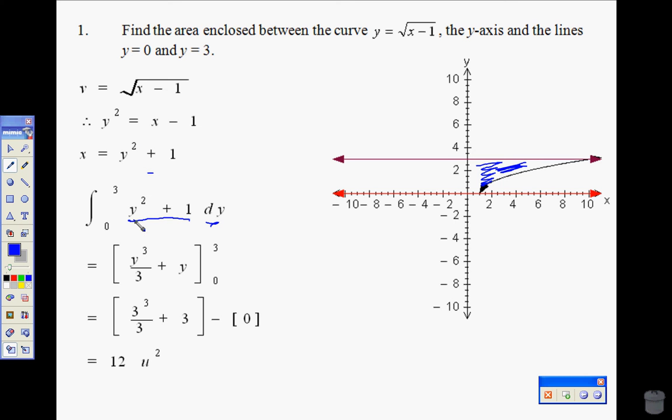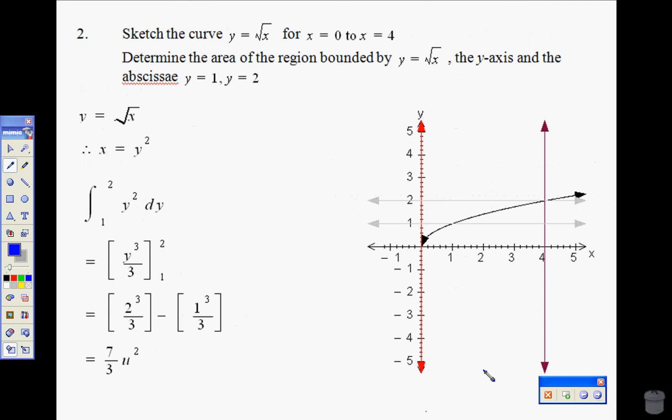So we integrate. y squared goes to y cubed on 3, and 1 goes to y. We're going between 0 and 3, do our substitution, and we get 12 units squared. So just make sure we manipulate to get a function of x in terms of y.